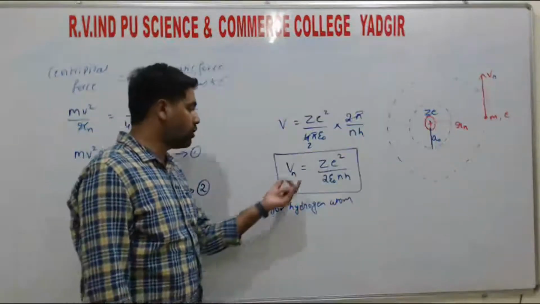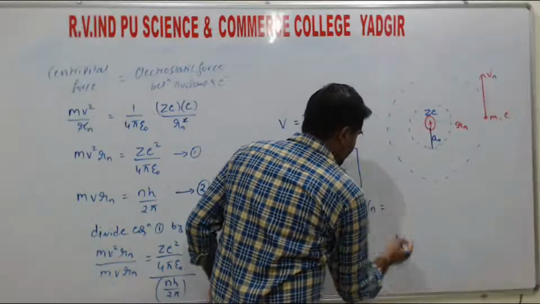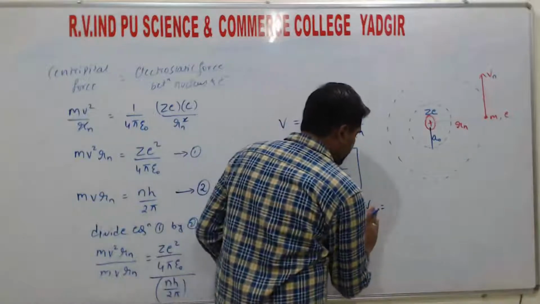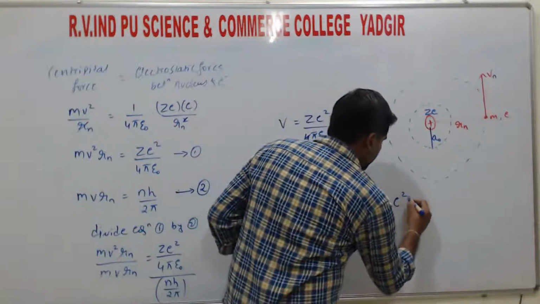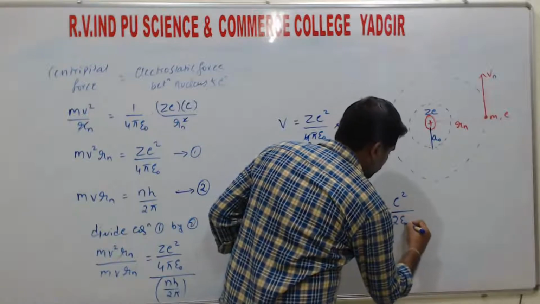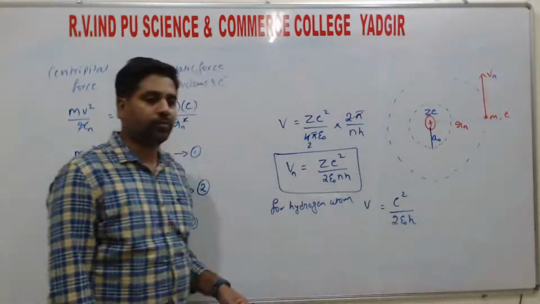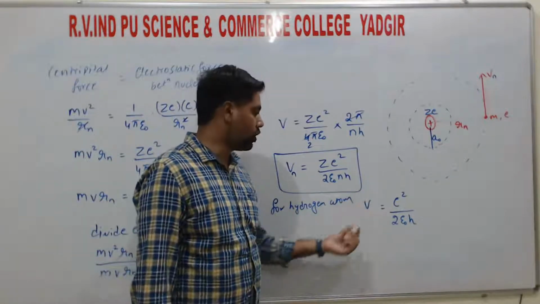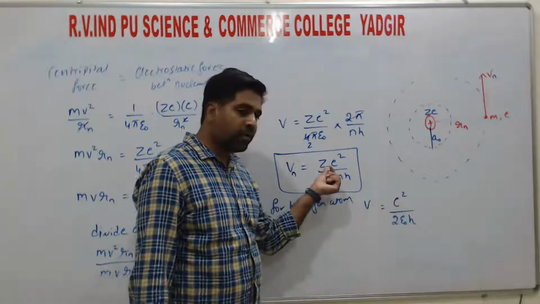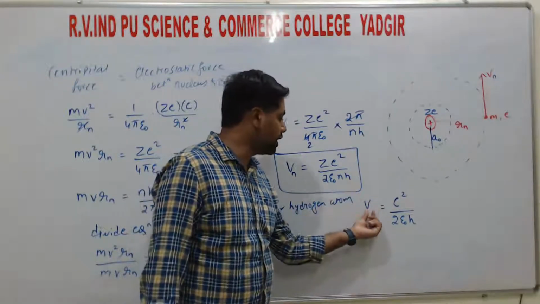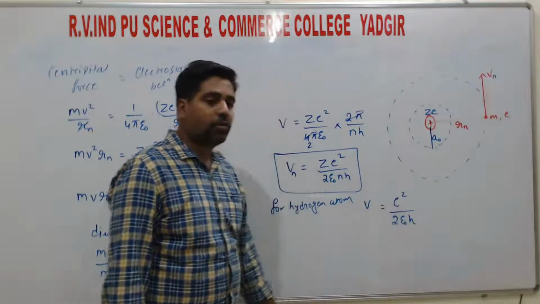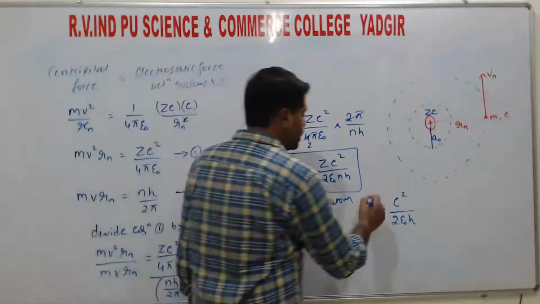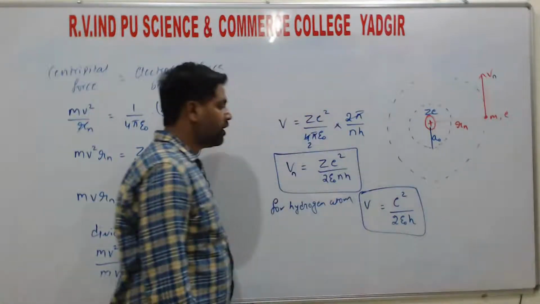So for the hydrogen atom, the Z value becomes 1 and the n value becomes 1, right? So V is equal to e square divided by 2 epsilon naught h. That gives the velocity of the electron which is revolving in the hydrogen atom. Z value is 1, n value is 1, so the remaining is V equals e square divided by 2 epsilon naught h for the hydrogen atom. Right? So this is the relation for the velocity of the electron in an atom.